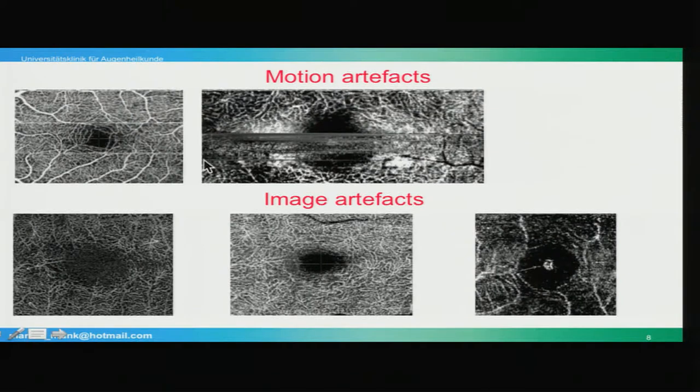Image artifacts, there are a couple of different imaging artifacts. The most important are projection artifacts, vascular doubling, or hyperreflective dots. And I think the more we look at these OCTA images, the more image artifacts we see. I will get into detail on some of the image artifacts later on in my talk, and in some cases we are also already able to account for these image artifacts or projection artifacts by using dedicated software.